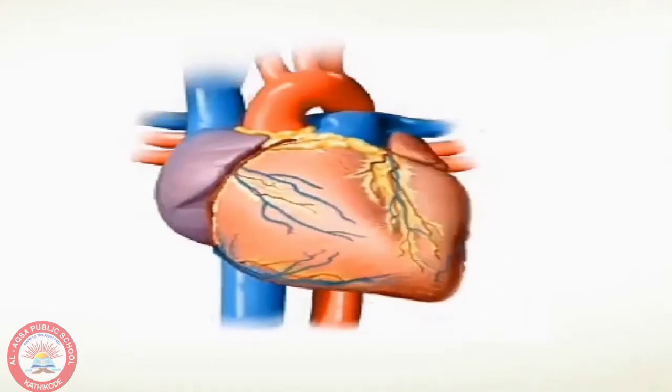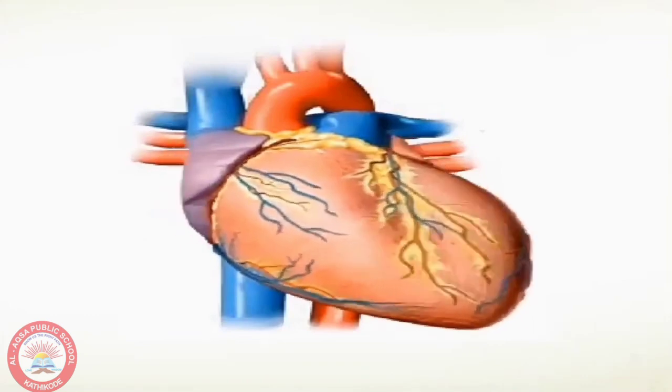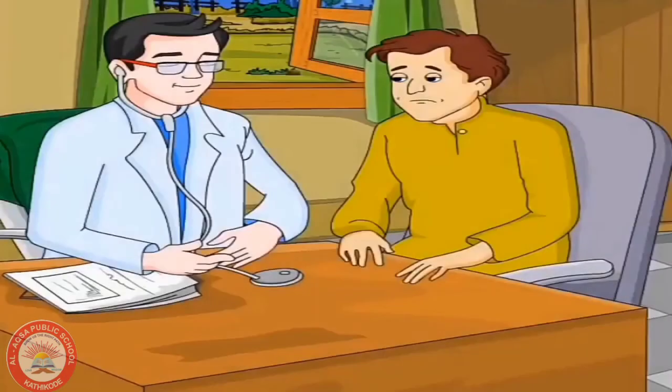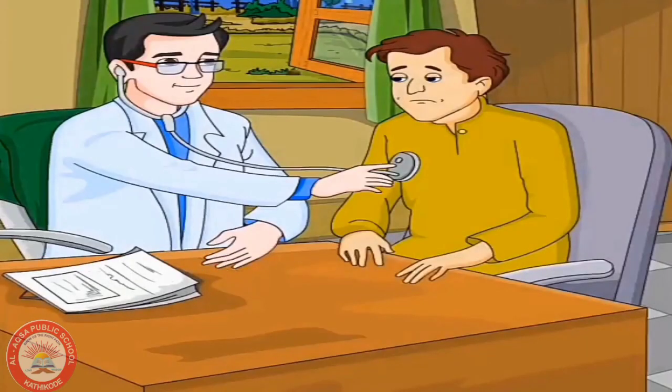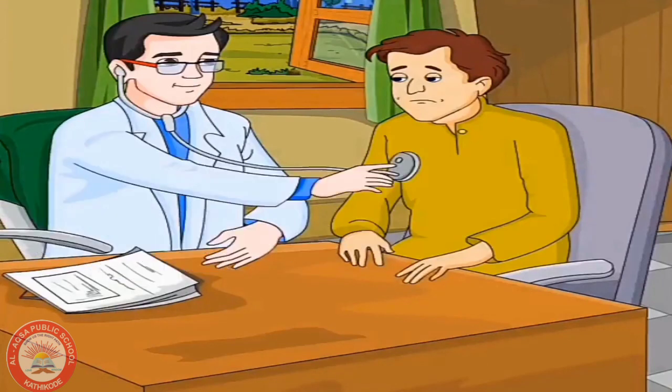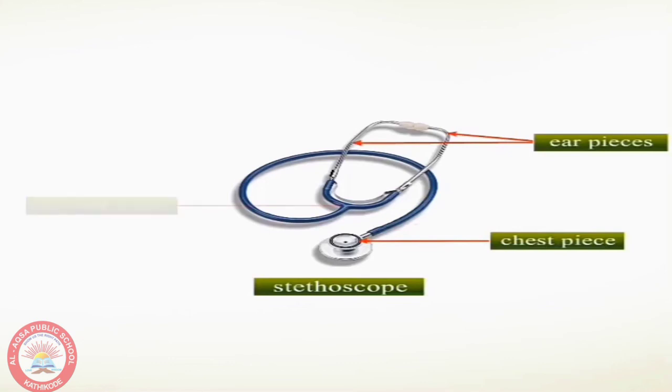Each heartbeat generates one pulse in the arteries, and the pulse rate per minute shows the rate of heartbeat. A doctor uses the stethoscope as a device to amplify the sound of the heart. It consists of a chest piece that carries a sensitive diaphragm, two earpieces, and a tube joining the parts.